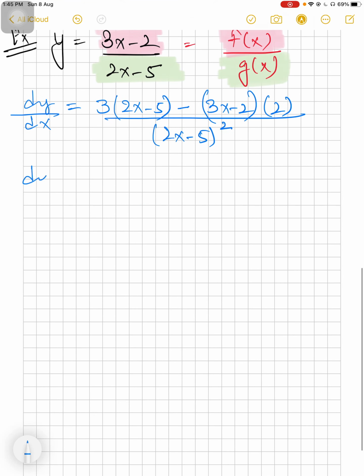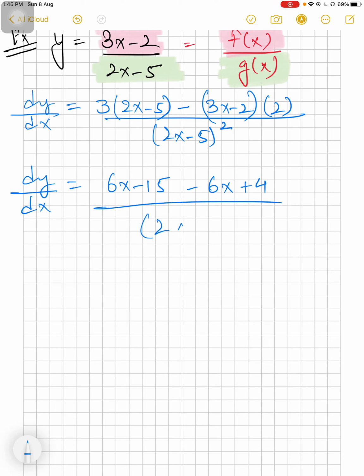So that means my dy by dx is 6x minus 15 minus 6x plus 4 divided by 2x minus 5 whole square, which is ultimately minus 11 divided by 2x minus 5 whole square.